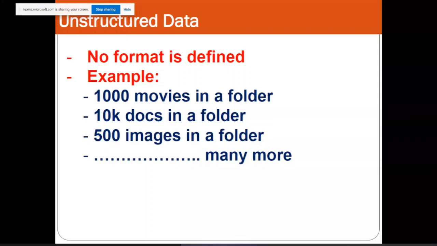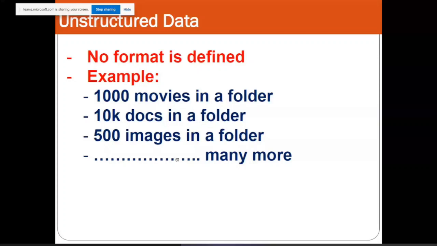Okay, let's suppose you have a folder that contains 1,000 movies. No categorization. 1,000 docs are stored in a folder. So we download all the books and put them in a single folder and never read those books. 500 images in a folder. So class, you will see in all the above examples, no structure is defined. So that is unstructured data.